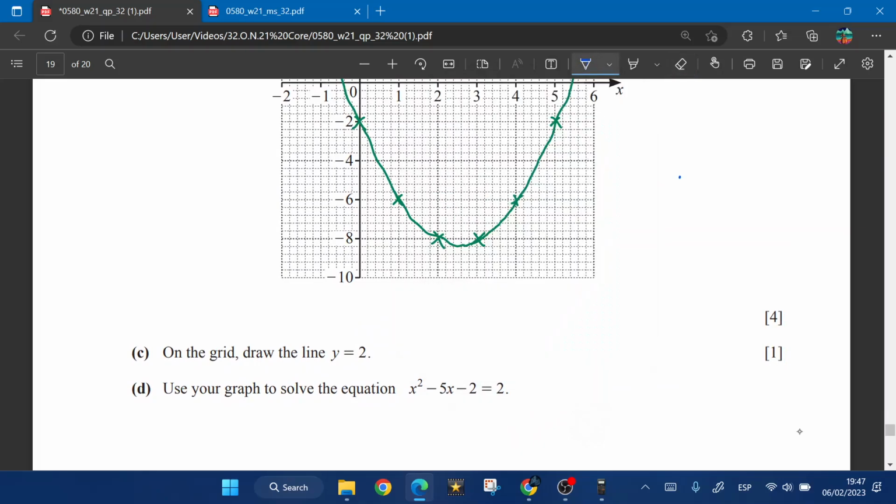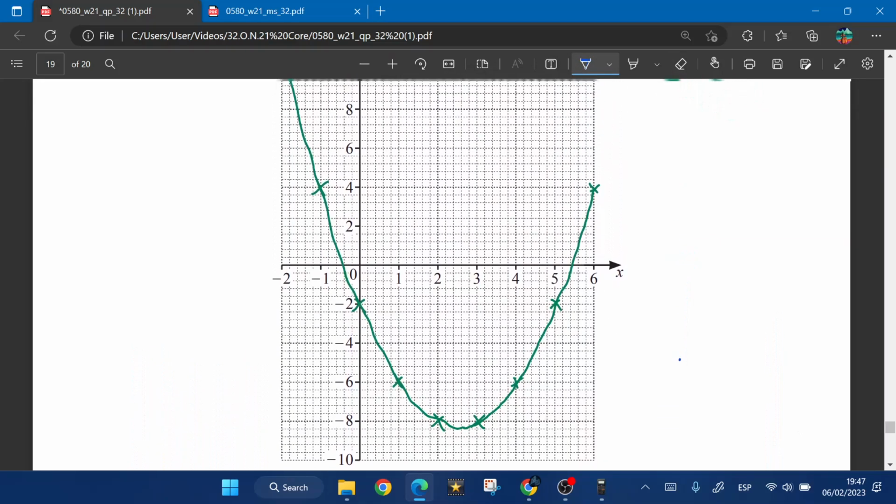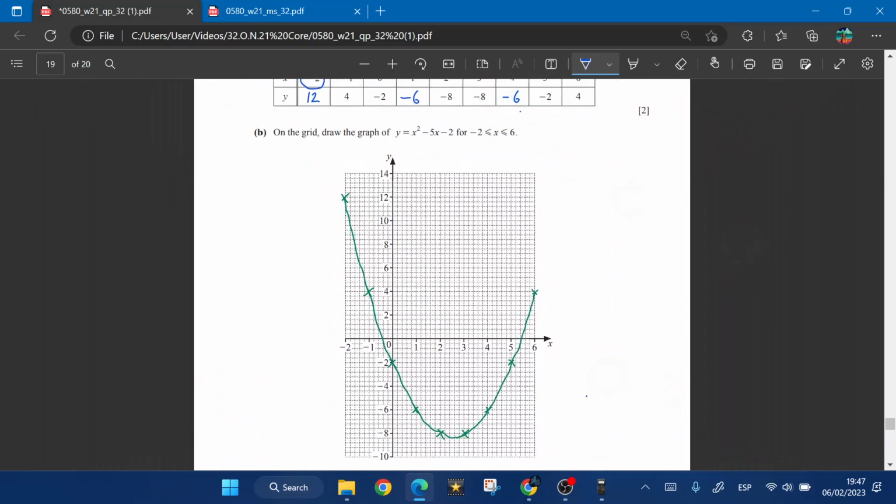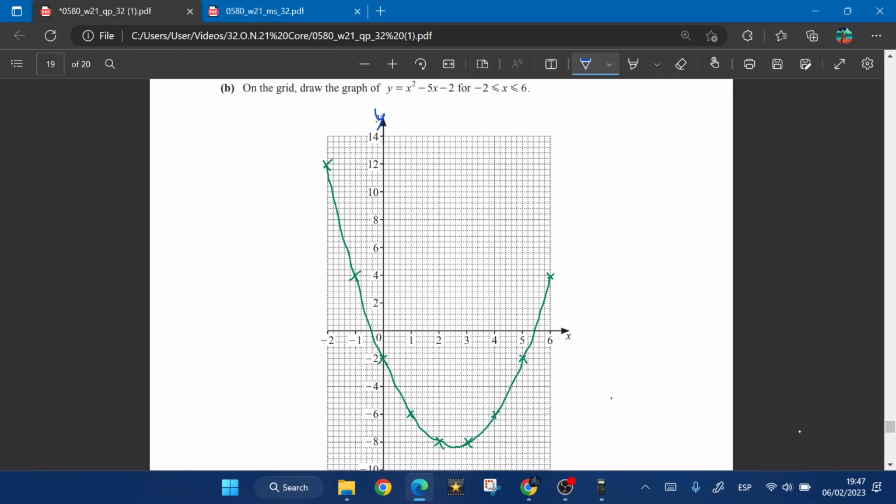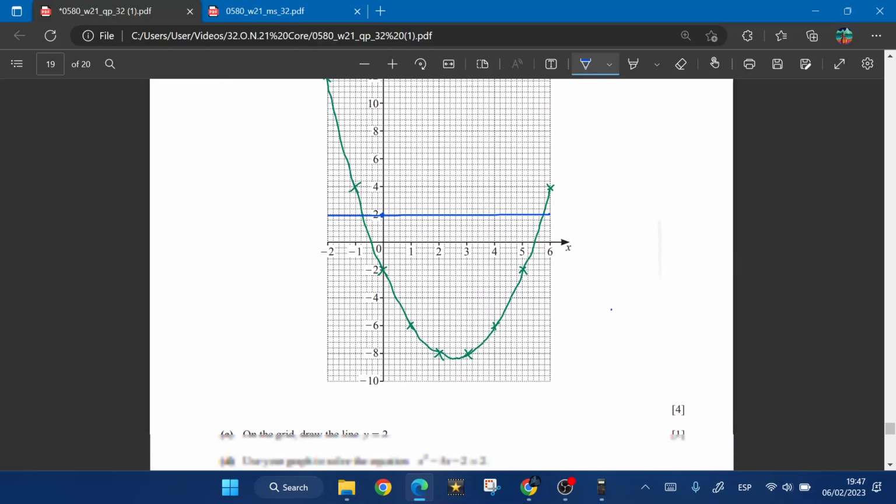Okay, on the grid, draw the line y equals 2. The line y equals 2, right? That's the y-axis. There's the 2. So what you need to do here is draw a straight horizontal line through y equals 2, which is really hard on my screen here. There we go. Okay, in pencil, of course.